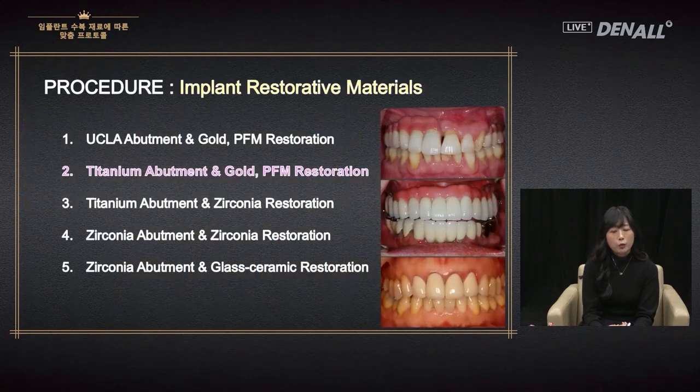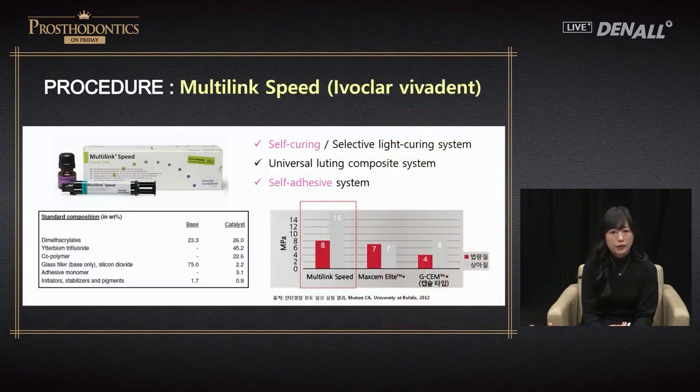Next, I'm going to talk about titanium abutment with gold and PFM restoration cementation. As mentioned earlier, in the case of gold and PFM restoration, it is opaque and therefore self-curing resin cement or RMGI cement is recommended. In this example, I'm going to use Multilink Speed from Ivoclar Vivadent, which is a self-curing resin cement, and this is a selective light curing system.